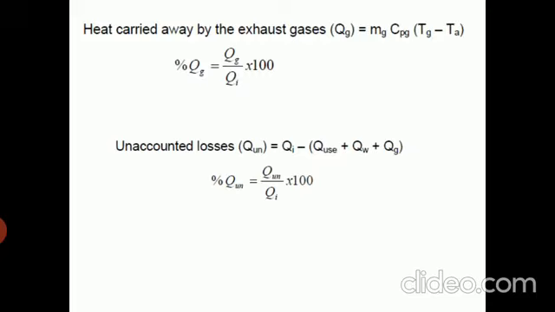Then unaccounted losses is the difference between heat input and the summation of brake power, heat carried away by cooling medium, and heat carried away by exhaust gases. That is termed as unaccounted heat loss. Then percentage of unaccounted heat loss means Q unaccounted by Q input.